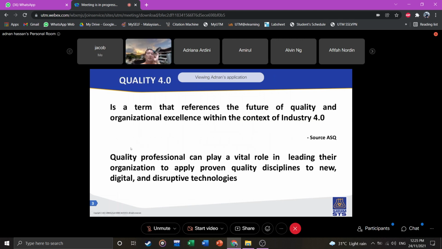Okay, so the term 4.0 refers to the future of quality, in the context of Industry 4.0. Who said this? This is coming from the American Society for Quality. Quality professionals can play a vital role in leading the organization to apply proven quality disciplines to new digital and disruptive technology. So we have to be aware that now there are disruptive technologies.